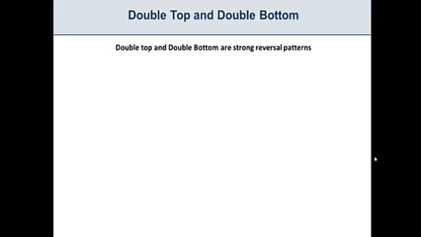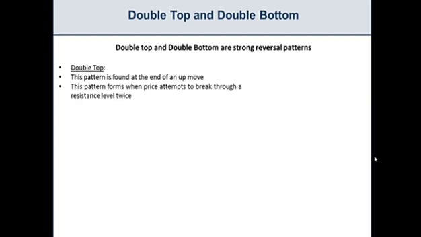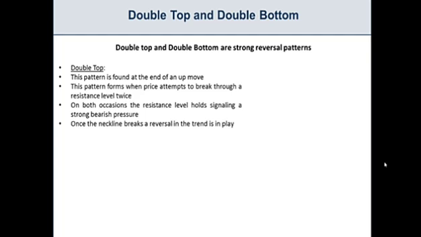Let's start with the double top and the double bottom. The double top and the double bottom are strong reversal patterns. The double top is a pattern that is found at the end of an up move. This pattern forms when price attempts to break through a resistance level twice. On both occasions, the resistance level holds, signaling strong bearish pressure. Once the neckline breaks, a reversal in the trend is in play. And here's an example of a double top.